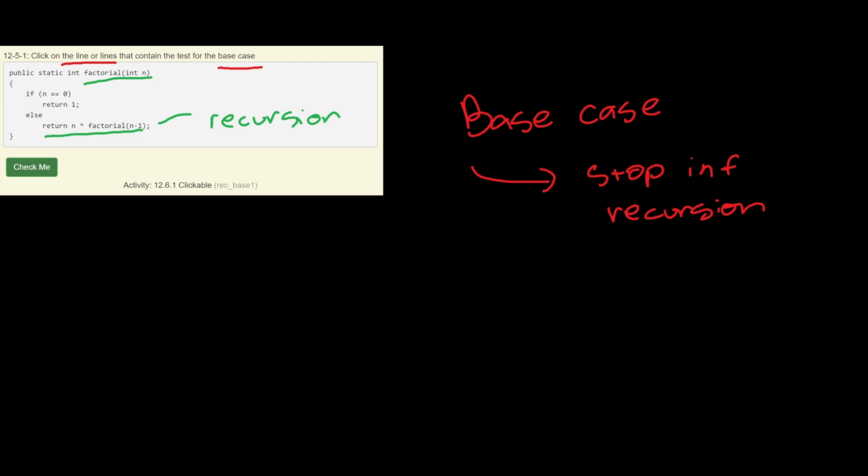Now, if our base case is what stops this factorial method from calling itself over and over and over, then we can probably assume that returning 1 is going to stop the infinite recursion. So if I'm returning 1, I'm not returning n times factorial n minus 1. I'm not calling the method. So what has to happen for 1 to be returned? Well, that means that n has to be 0.